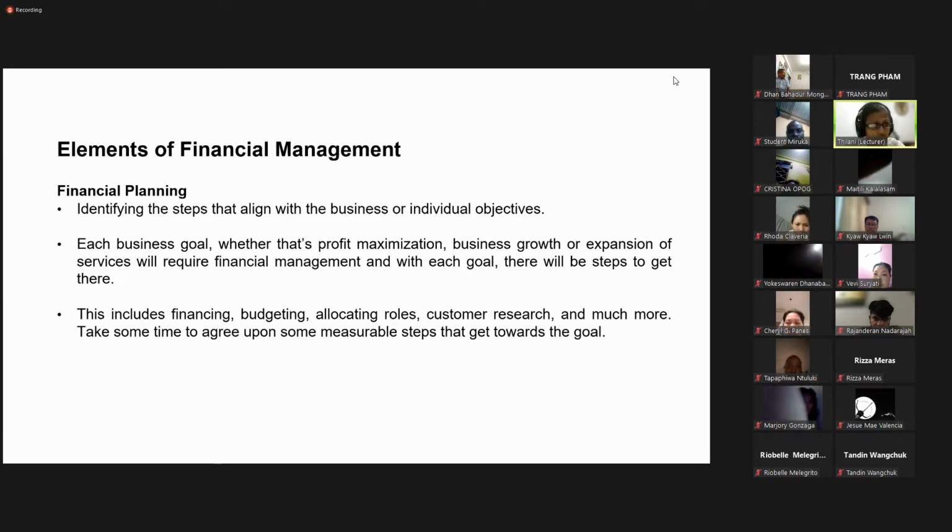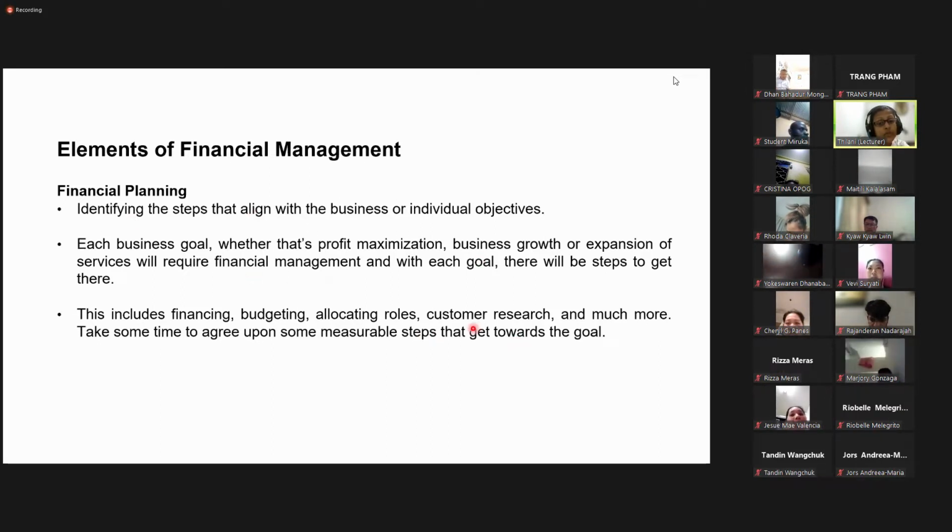You need to budget. You might need to allocate certain responsibilities to people who can manage the finances properly. You might have to do some customer research and so much more. But whatever you do, for all this, you need good financial management, right?